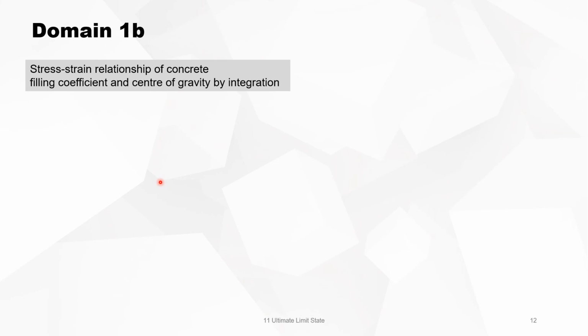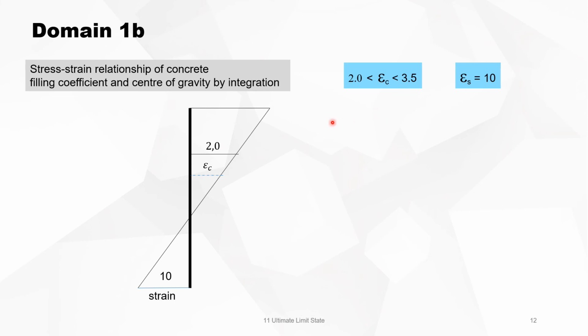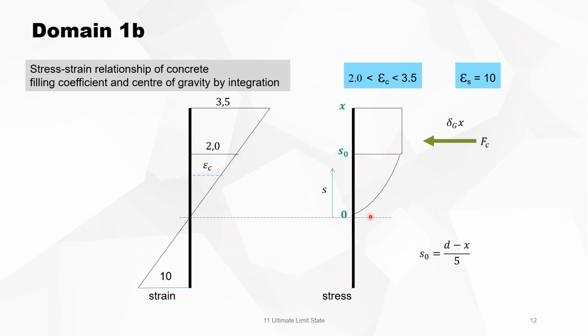Now we look at the other part of domain 1b, where the strain of the concrete is between 2 and 3.5 per mil, or where the strain in the concrete is between epsilon C2 and epsilon CU2. Then we have the diagram of the strain and the diagram of the stresses. You see now that we have the parabolic rectangular stresses. And we have the strain of the concrete in function of the coordinate s.